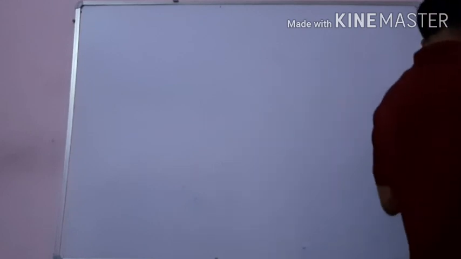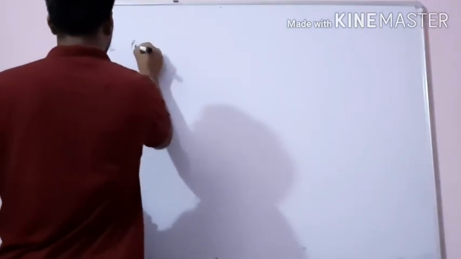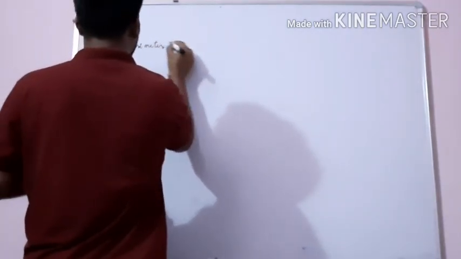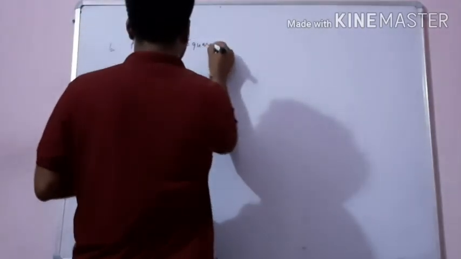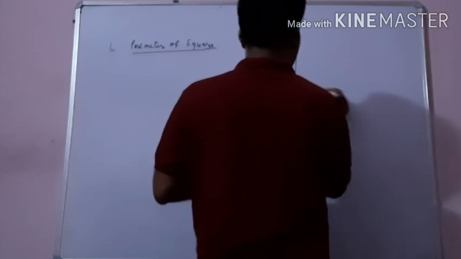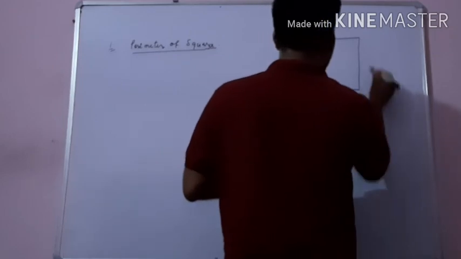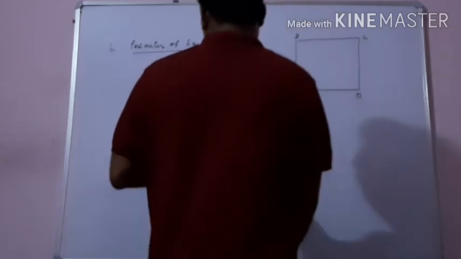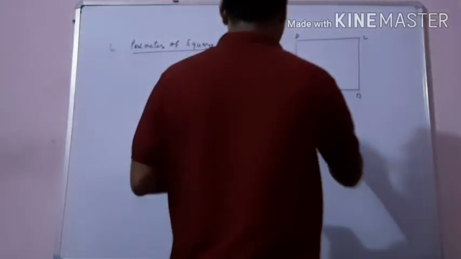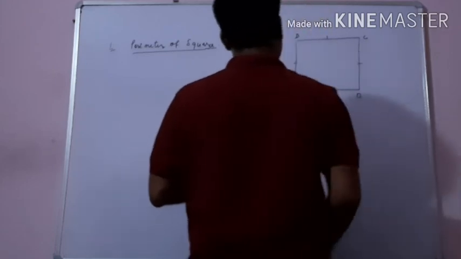How we will find the perimeter of a square, the perimeter of a rectangle, like this. First we will discuss the perimeter of a square. What is the property of a square? The property of a square is that all sides are equal. So I am drawing the figure of a square, A, B, C, D. In a square all sides are equal, so AB equals BC equals CD equals DA.